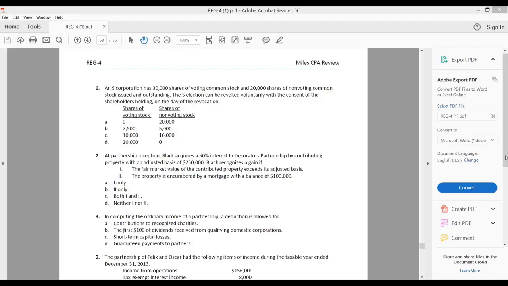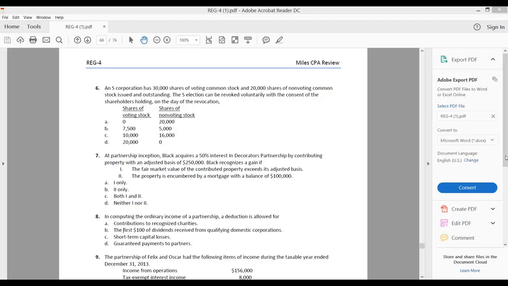Okay. Next question. In computing the ordinary income of a partnership, a deduction is allowed for contribution to recognized charities, the first $100 of dividend received from qualified domestic corporations, short-term capital losses, and guaranteed payments to the partners. So which one of these is an ordinary deduction to the partnership? The guaranteed payments to partners.